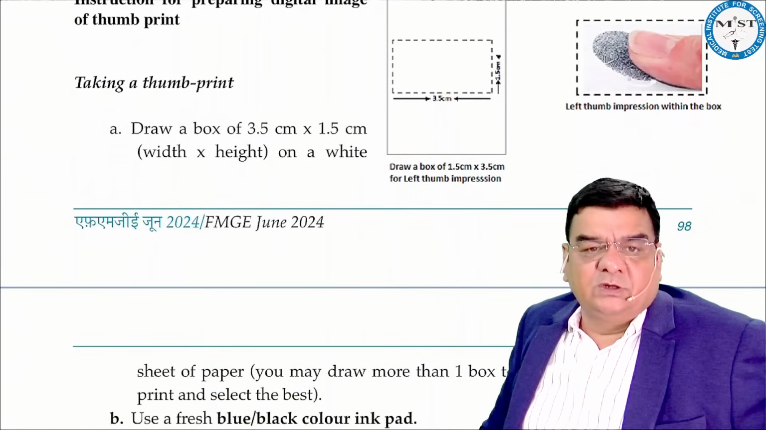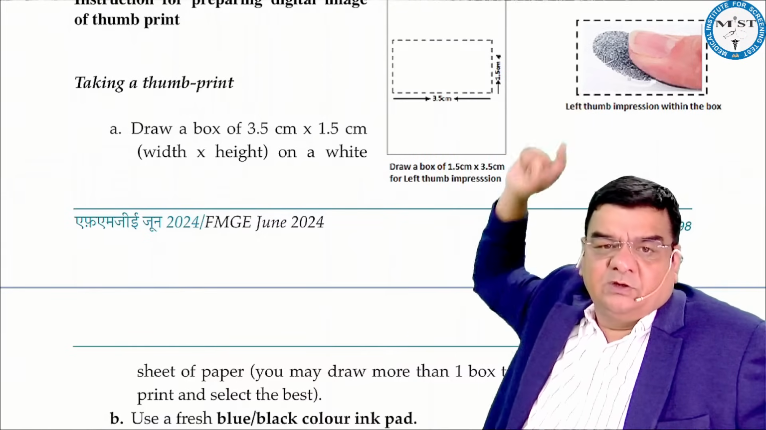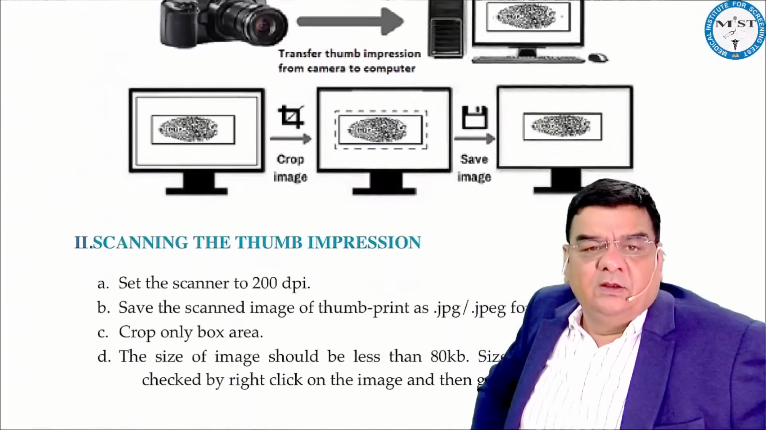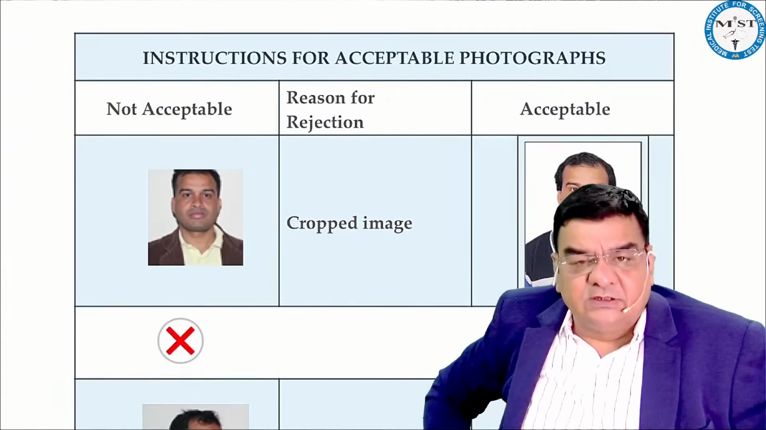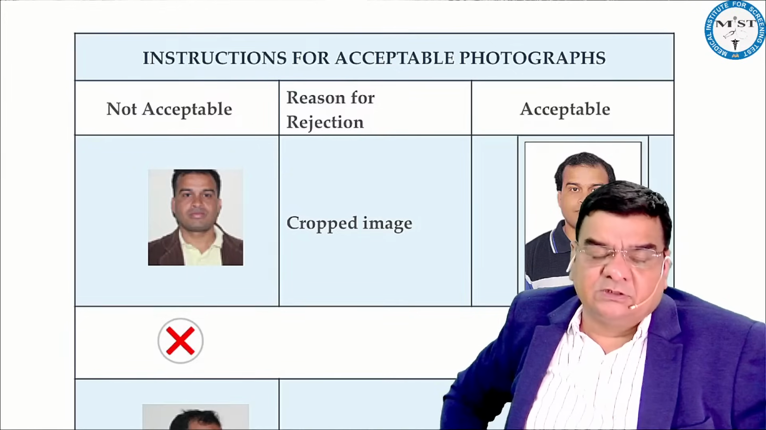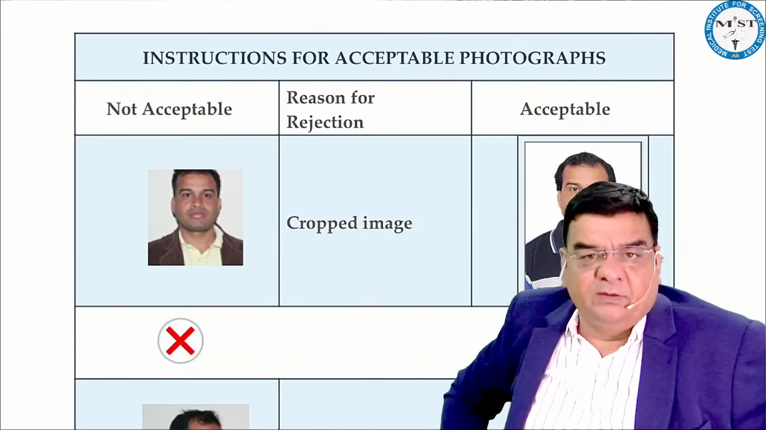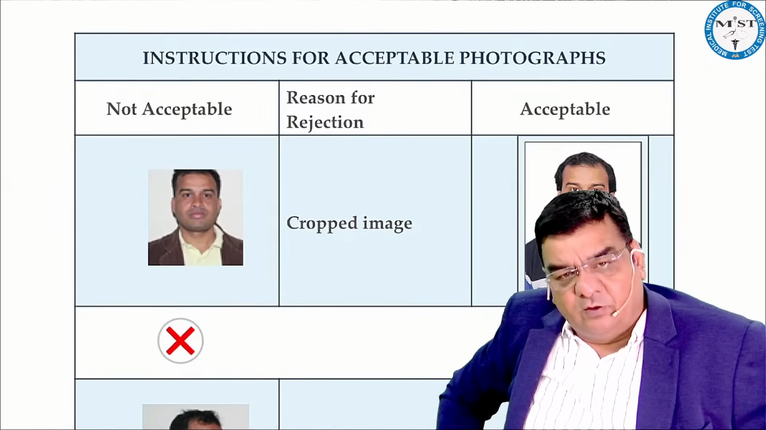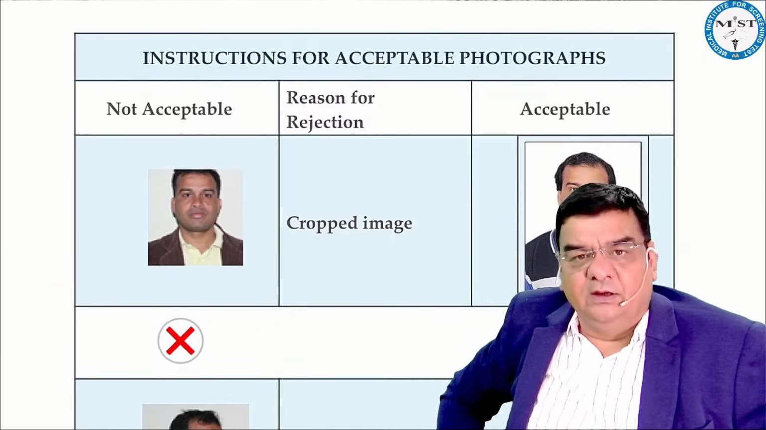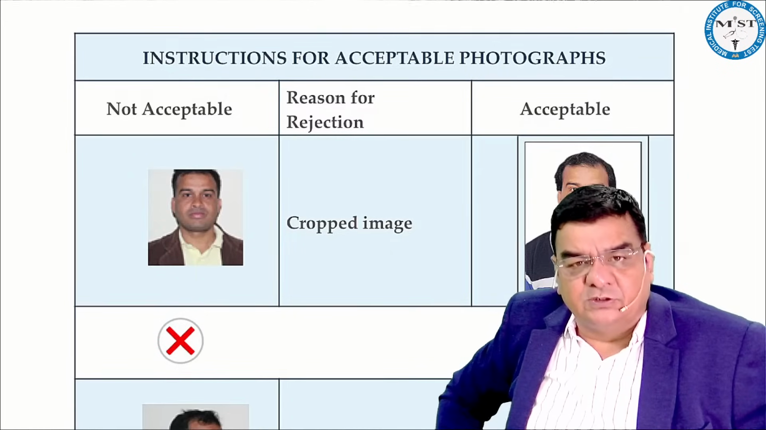Same way for the thumb impression also, beta. You have to draw a box with 1.5 centimeter height, 3.5 centimeter width, and the thumb impression should also be absolutely clear, right? There are more details which are mentioned to be careful for these photographs, thumb impressions, and the signatures. So before you put your signatures, thumb impressions, or upload the photograph, please read those instructions carefully, which are given at the NBEMS website. When you open the website, click on the FMG exam, and then there is the application form, bulletin, user manual, and then the uploading of the thumb impression, signatures, and the photograph.